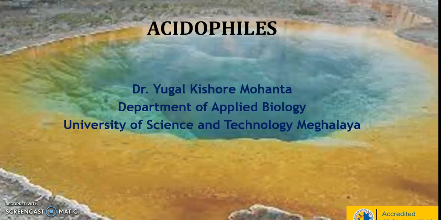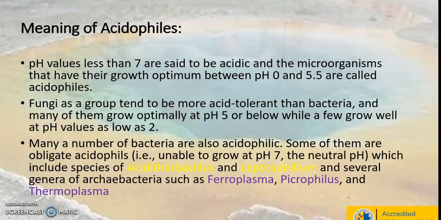I am presenting one of my modules here as an evaluation process, and I am going to discuss acidophiles. These are some of the extremophiles which are generally found in extreme environments and highly acidic environments, and most of these organisms are microorganisms. What is the meaning of acidophiles? pH values less than 7 are said to be acidic, and the microorganisms that have their growth optimum between pH 0 and pH 5.5 are called acidophiles.